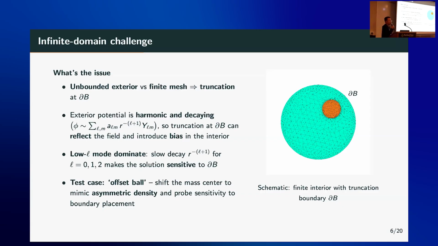And we choose a toy test problem, which is an offset ball. If we offset a ball with some density distribution from the center location, it will mimic the asymmetry of actual planets. The reason for doing this is that the analytical solution is immediately available, and we can use it to benchmark different methods.